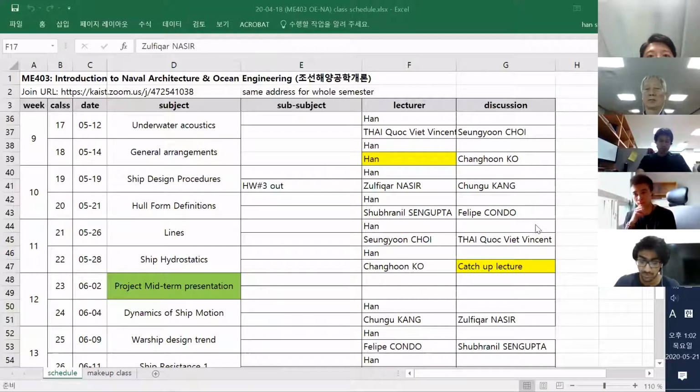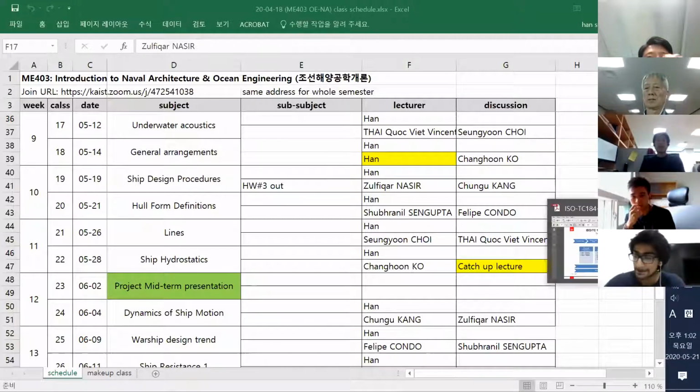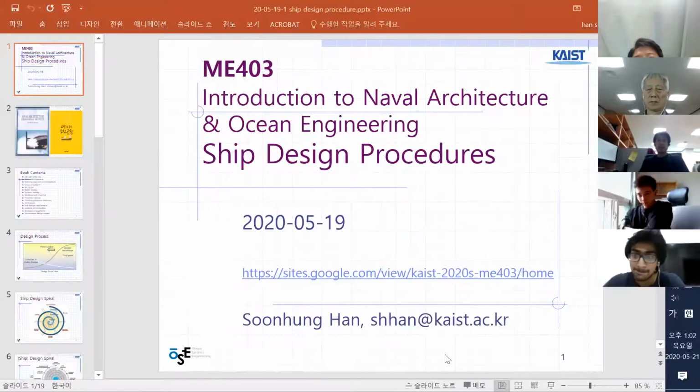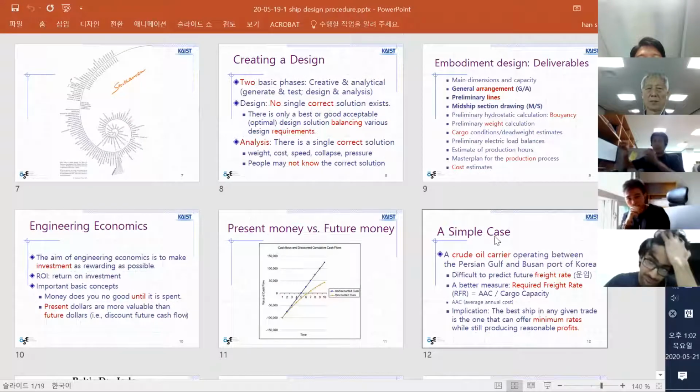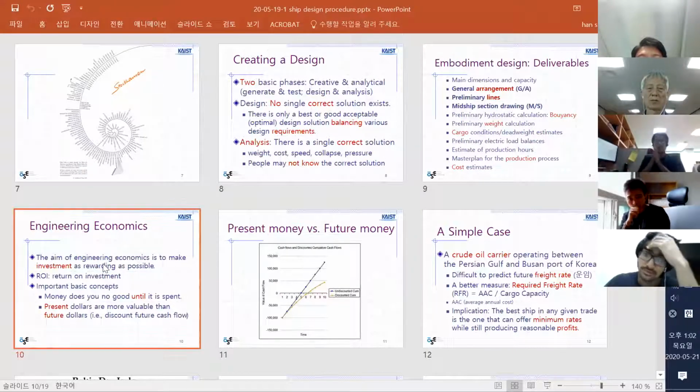Any question on schedule? No. Then we will move on to where we stopped last time about engineering economics.